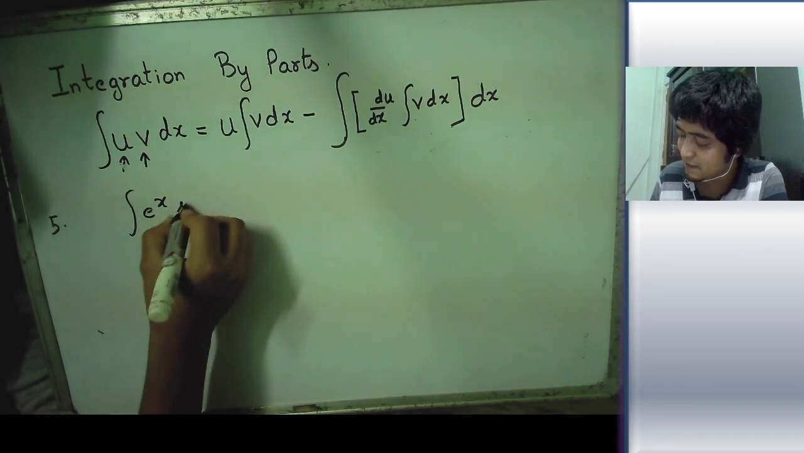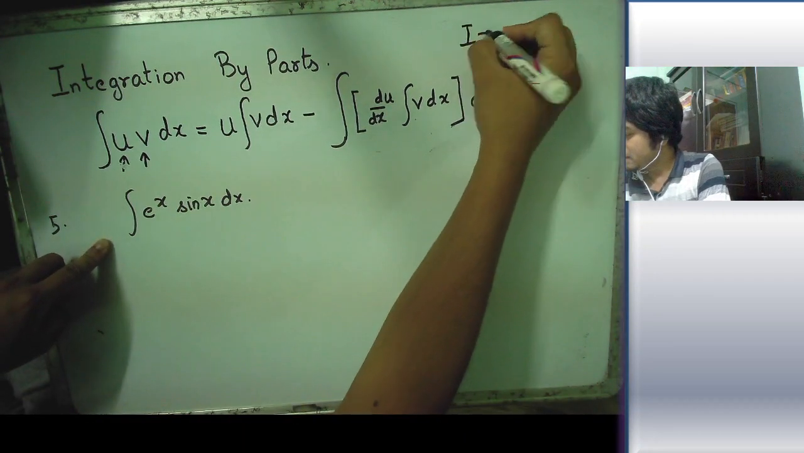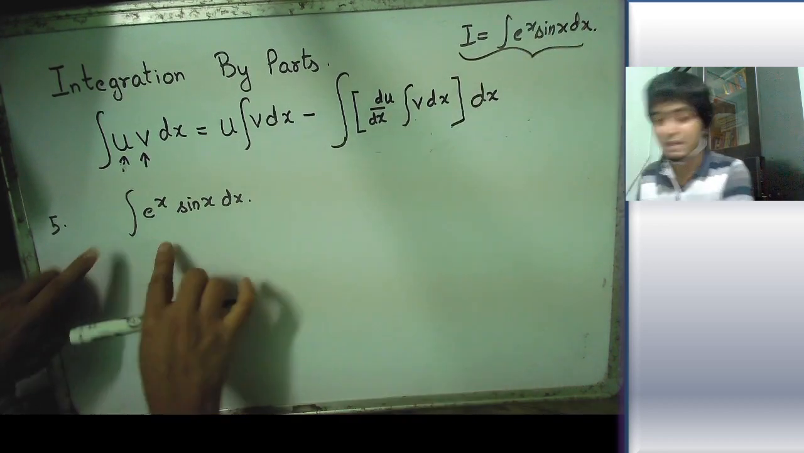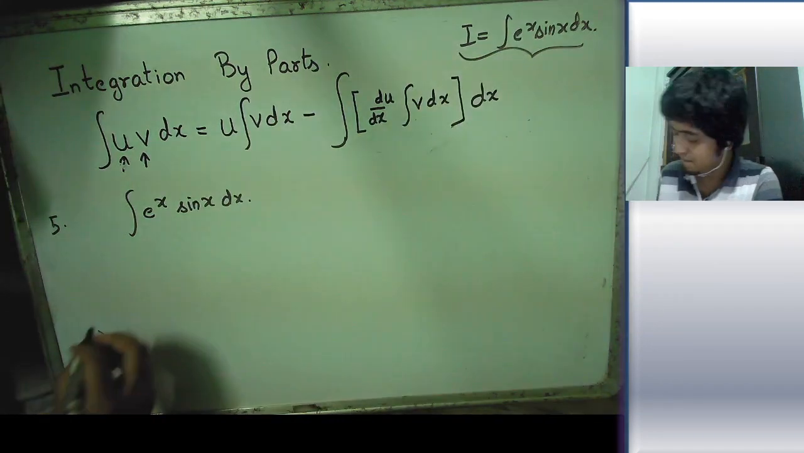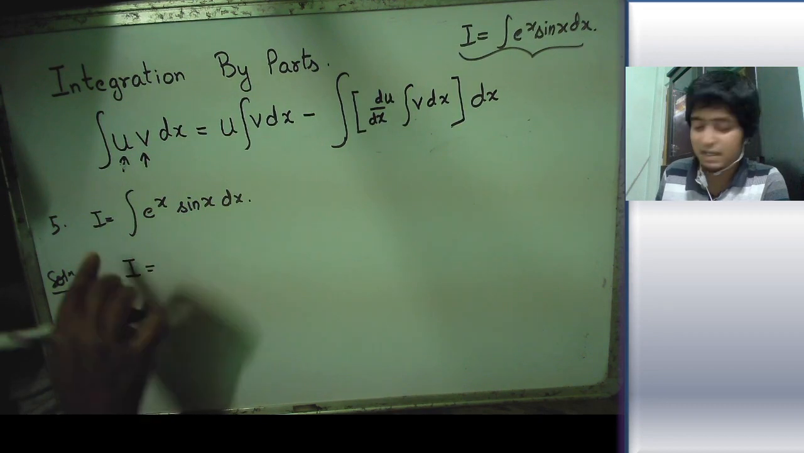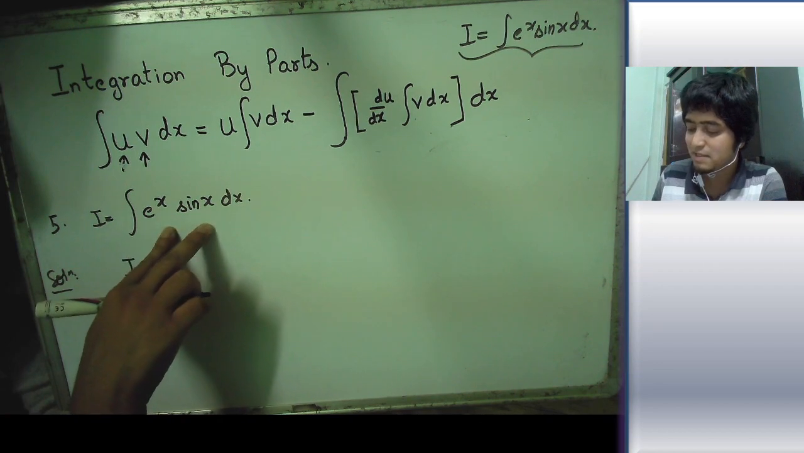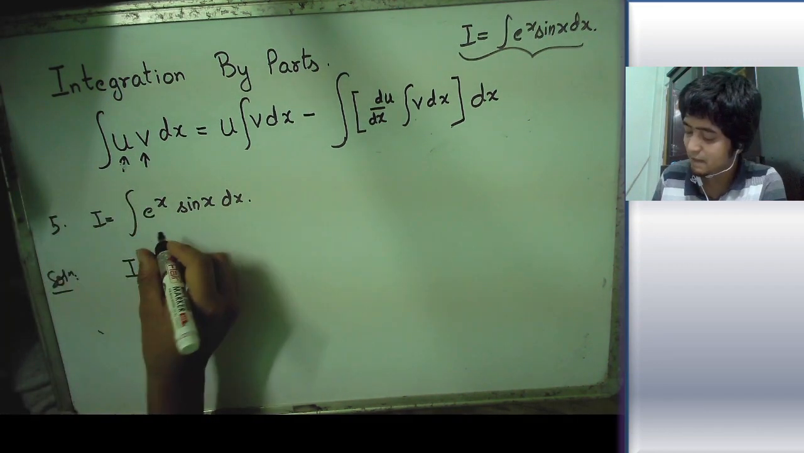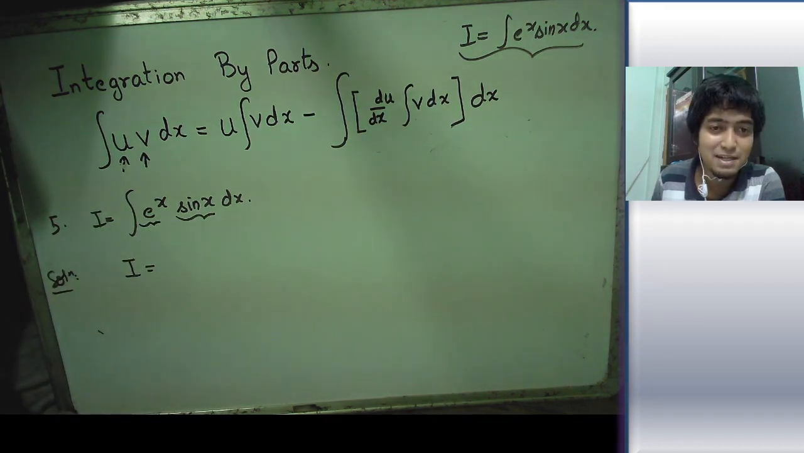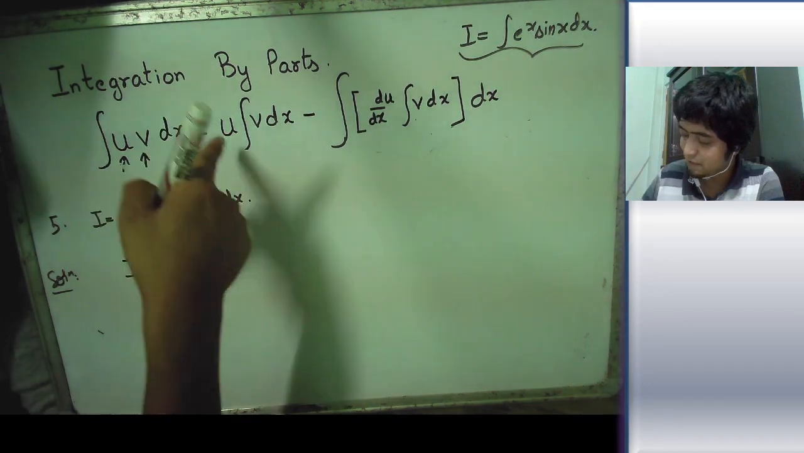Integration of e^x sin x dx. Keep in mind that our original problem is this, so I'm writing it as I. We need to find I. So again, we will have to use integration by parts. Which one will you take as your first function? ILATE. This one is trigonometric, this one is exponential. So you will take sin x as u and e^x as v. And then you will use the formula.